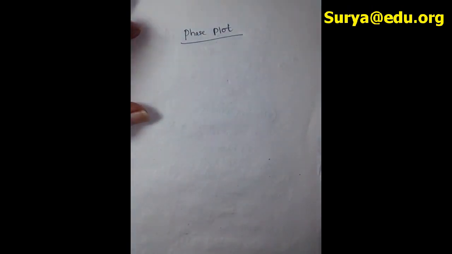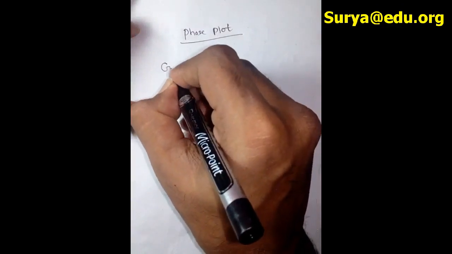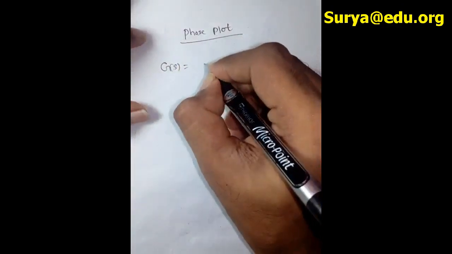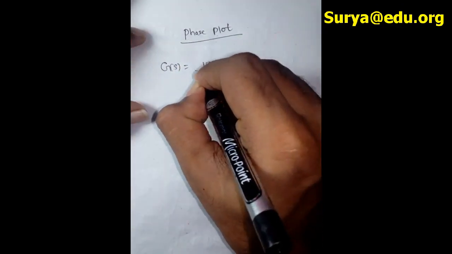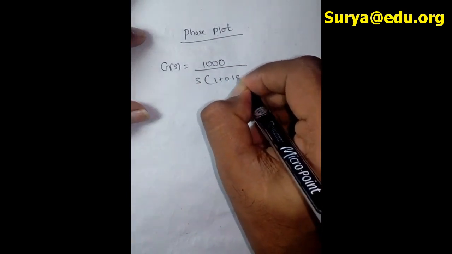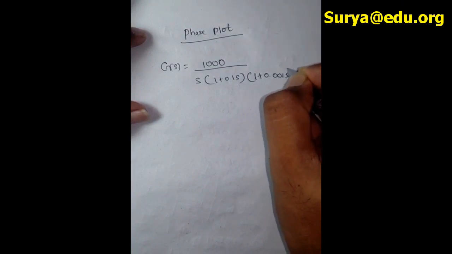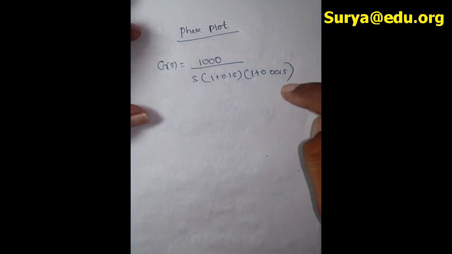So right, now let's see how to sketch this phase plot. It's very easy. We know our transfer function is G(s) equals 1000 divided by s times (1 plus 0.1 s) times (1 plus 0.001 s). So this is our transfer function.